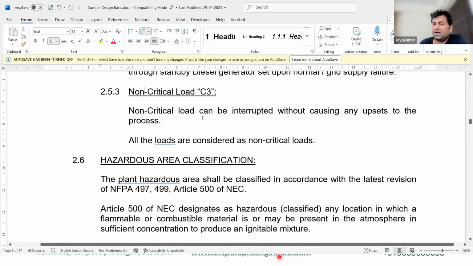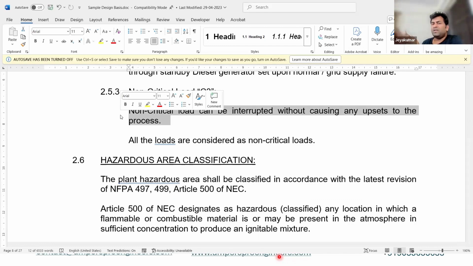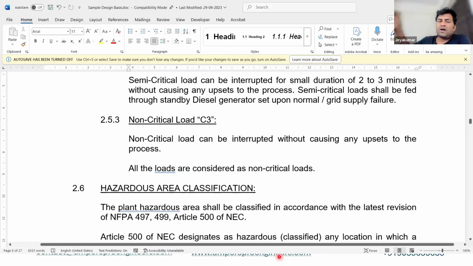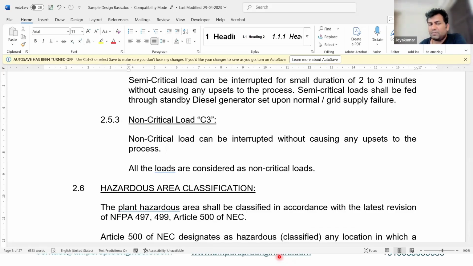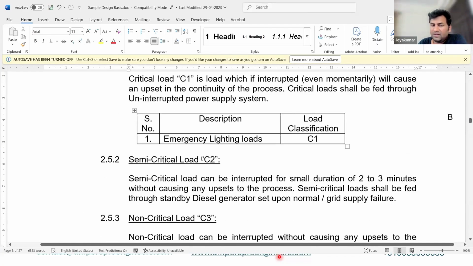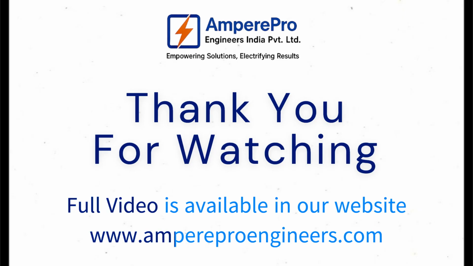Non-critical is something that can be interrupted for many hours, so that nobody is going to get affected. For example, in the plant there will be an office. Even if it is interrupted, that is okay. Nothing is going to get impacted, right? But these two are very, very important, so you should be able to categorize it. That's what I'm trying to say.